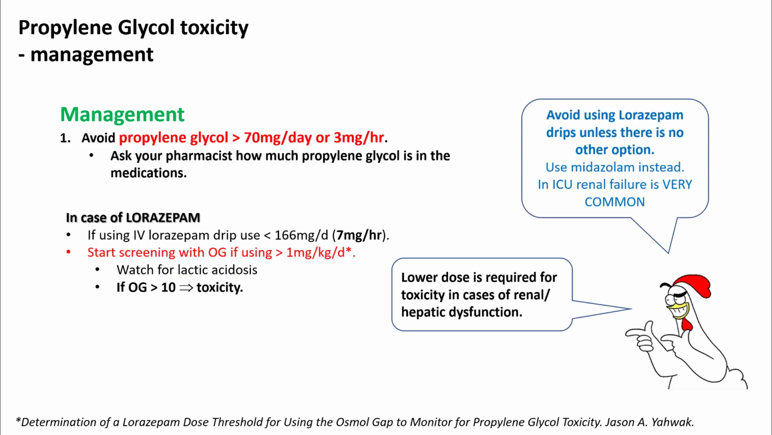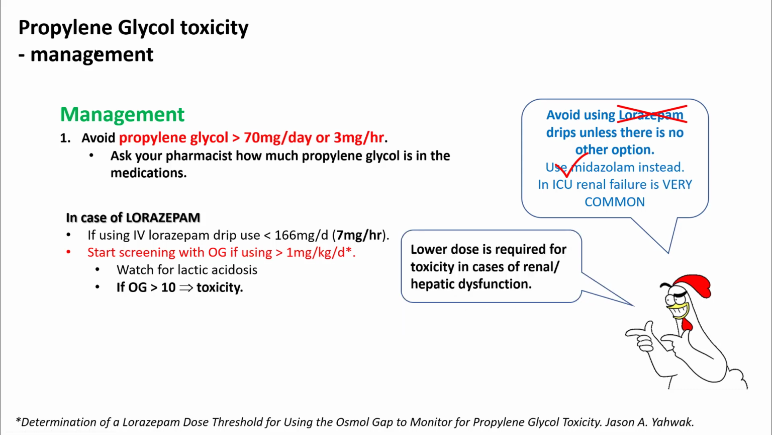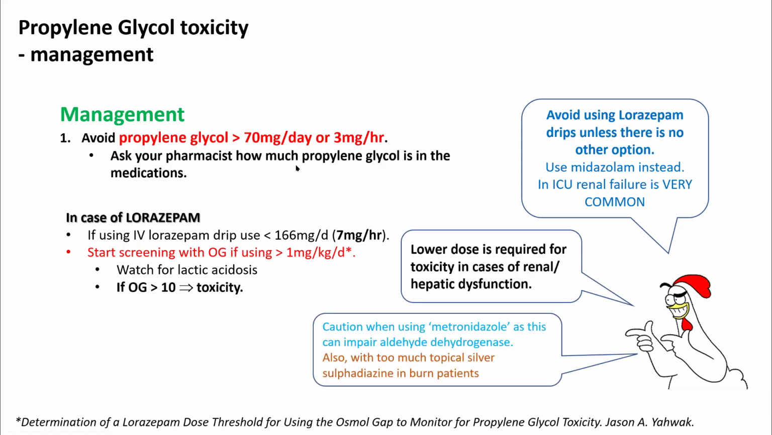In ICU, a lot of patients have renal failure, so avoid using lorazepam drips unless there is no other option. Midazolam is a much better option in these patients. Also be cautious when using metronidazole, as this medication can impair aldehyde dehydrogenase and can result in accumulation of propylene glycol. Also, in burn patients, be cognizant that too much topical silver sulfadiazine agent can result in propylene glycol toxicity.